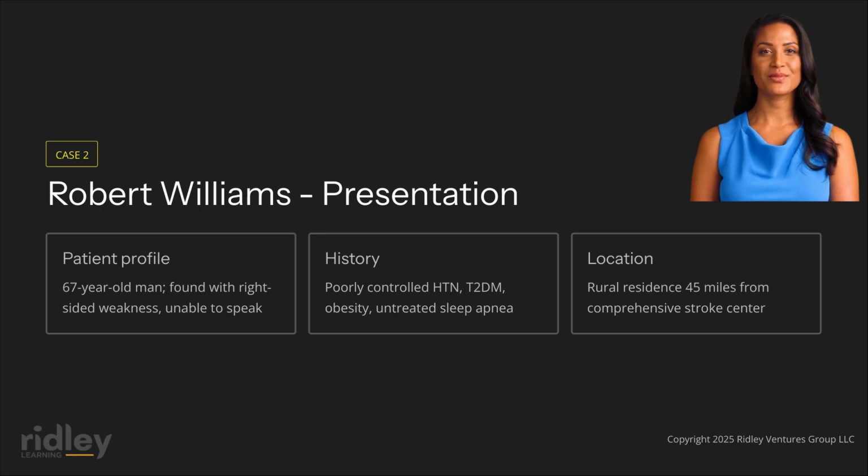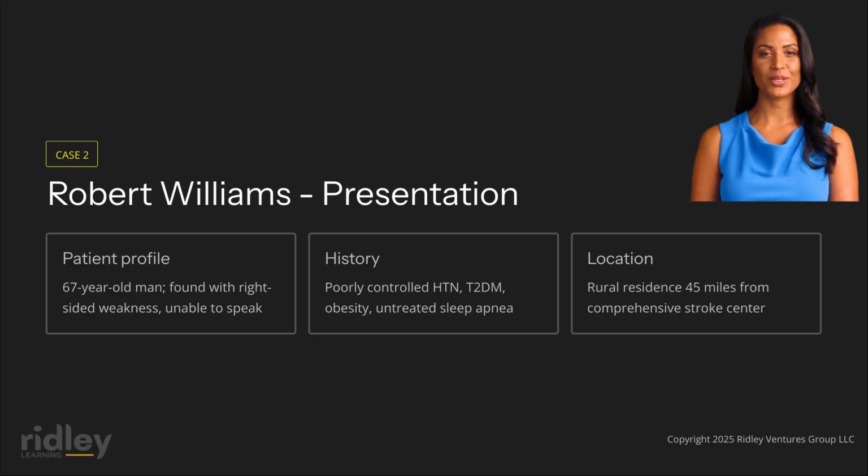Our second case study involves hemorrhagic stroke with aphasia and depression. The patient is Robert Williams, a 67-year-old right-handed man who was found by his wife with right-sided weakness and inability to speak. The onset is unknown. He was last seen normal at 11 p.m. and was found at 6:30 a.m. He arrived at the emergency department at 7:15 a.m.